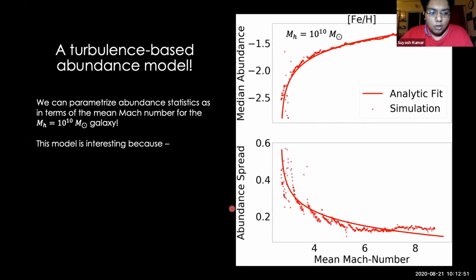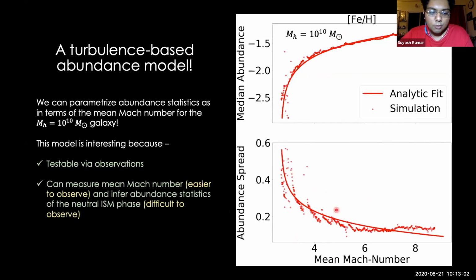And this model is interesting because it's testable via observations, because if we can measure quantities on the X and the Y axis, we can test and improve these models. And if these models are legitimate, we can measure the mean Mach number and infer abundance statistics of the neutral ISM. And that is great because mean Mach number is a physical property that's relatively easier to observe, while abundance statistics are chemical properties that could be difficult to infer from observations directly.